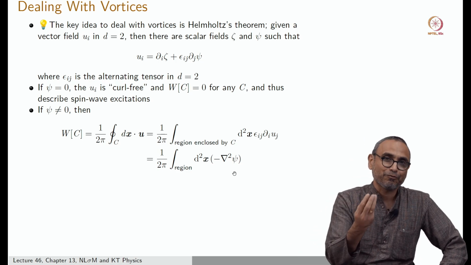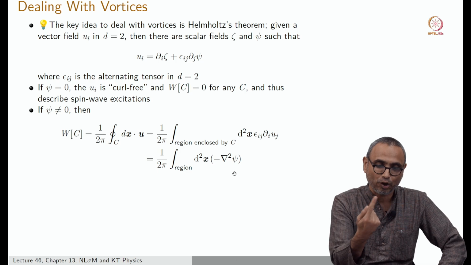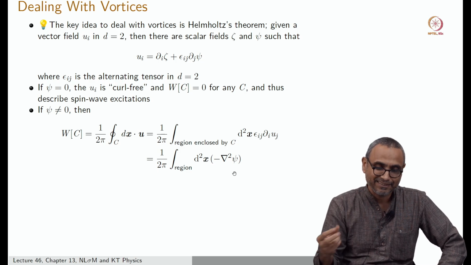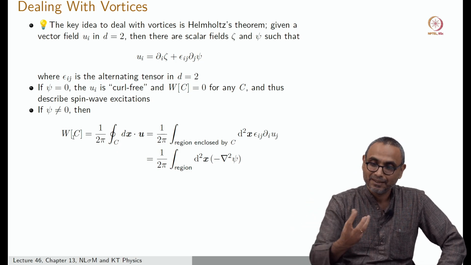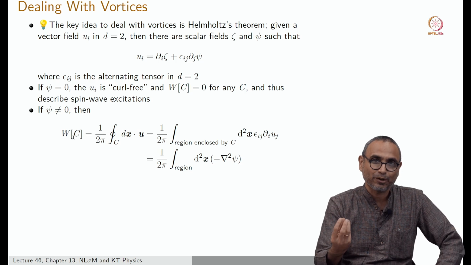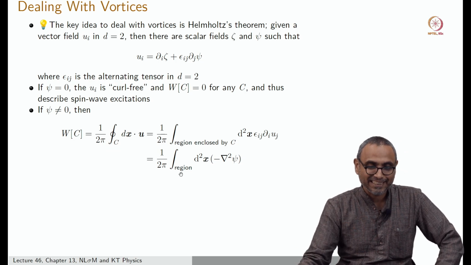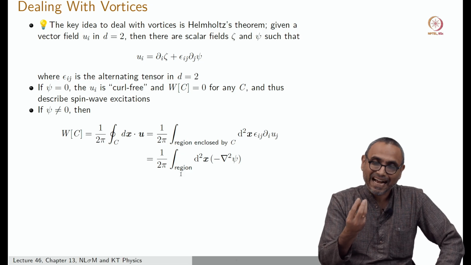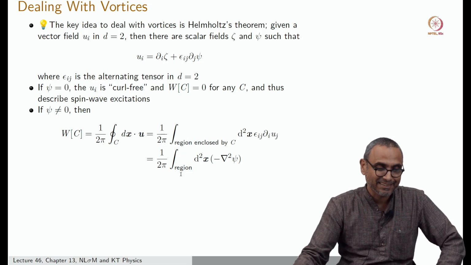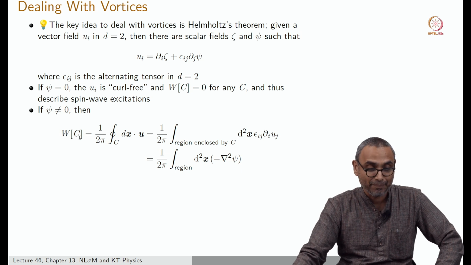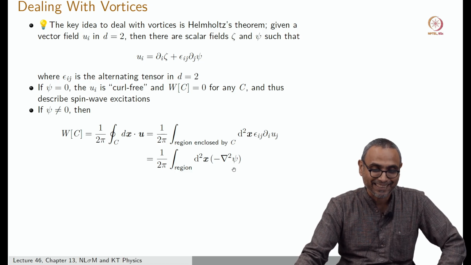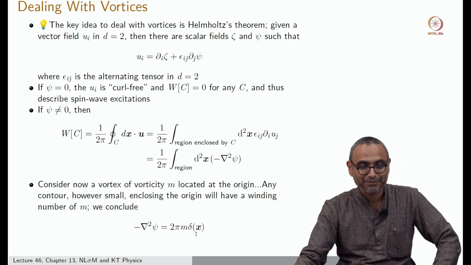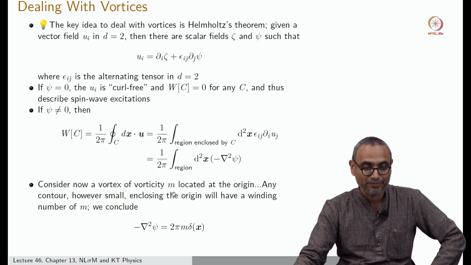Now suppose I have a vortex sitting at some point and I start taking this contour around that vortex. Then you will see that the winding number is equal to the vorticity of that vortex. If I keep shrinking this contour around that vortex, this region will also shrink, and as long as I contain that vortex, this number will still be m, the vorticity. So that allows me to conclude that minus del square psi is 2 pi m times the delta function located at that point. So here's the precise argument.